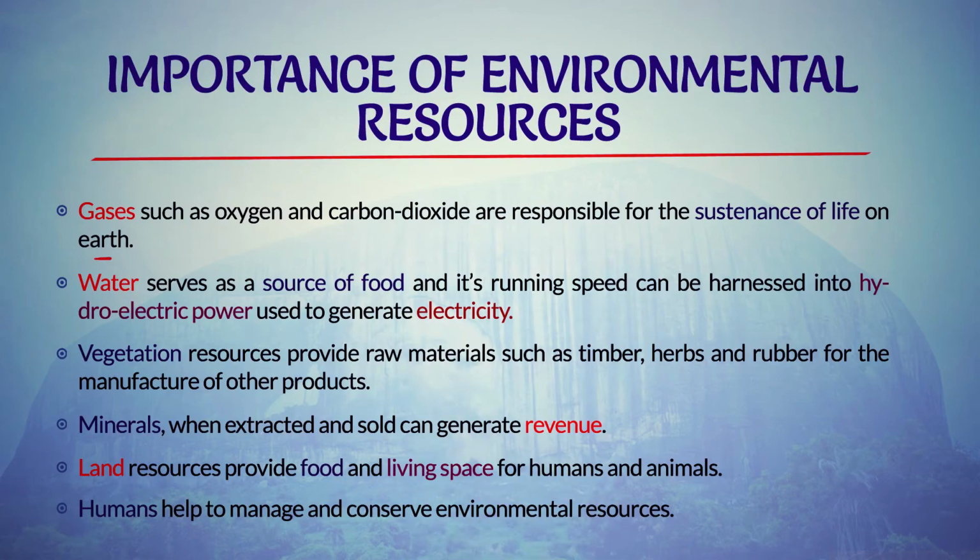Having seen the various types of environmental resources and their examples, now let's take a look at the importance of these environmental resources. Gases such as oxygen and carbon dioxide are necessary for the sustenance of life on Earth. Water, which is an environmental resource, serves as a source of food for living things. The speed of running water can also be used to produce hydroelectric power that can be used in producing and generating electricity. Timber, herbs, and rubber, which are all examples of vegetation resources, can be used as raw materials for the production of other goods.